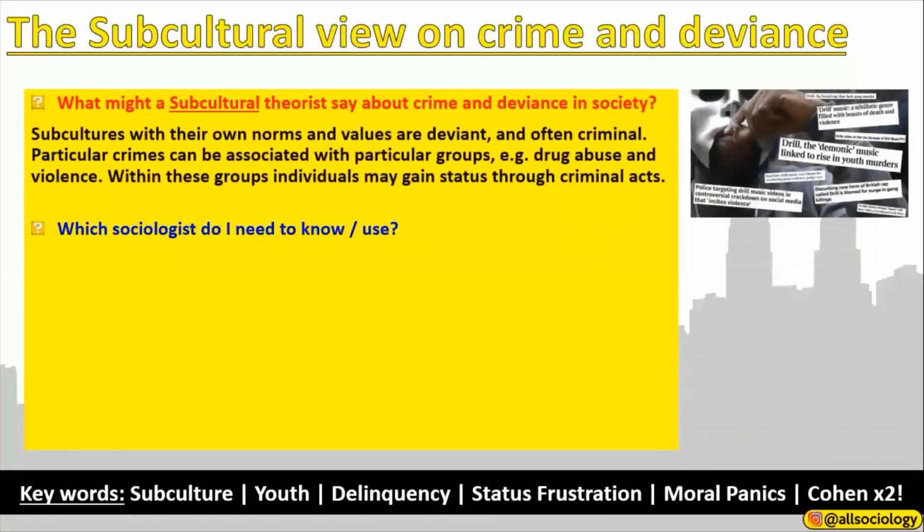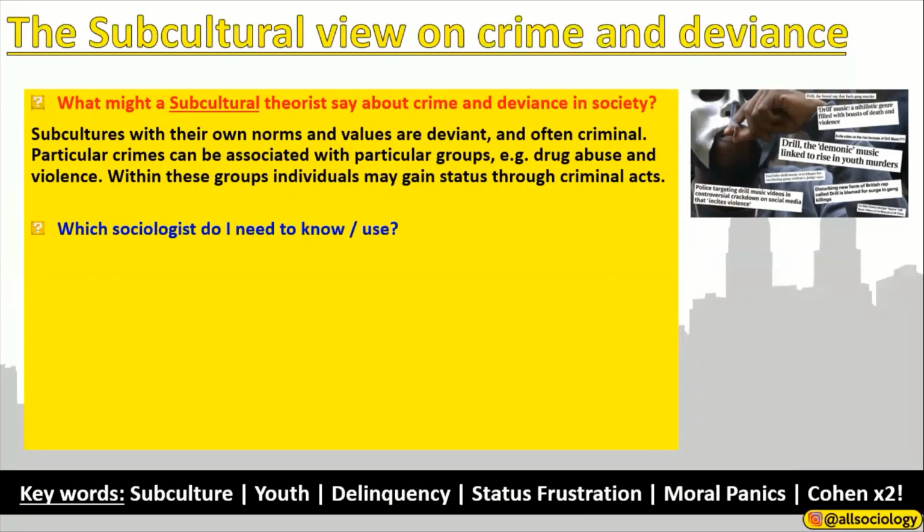Well, effectively, subcultures. So subcultures are a group within a culture, a smaller group within a culture with its own norms and values, okay? And often these norms and values tend to be deviant or at odds with society, and many times the norms and values are criminal. So we might look particularly at particular crimes that are associated with subcultures. We generally think of younger people. So we might think about things like drug abuse and violence and those kind of things.